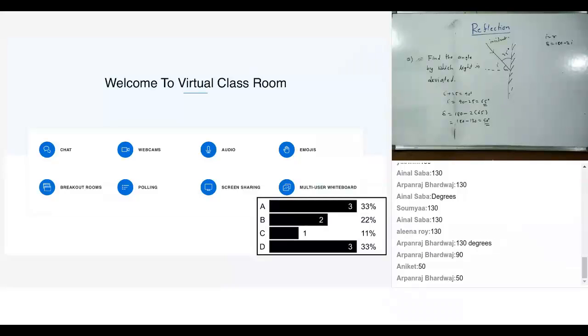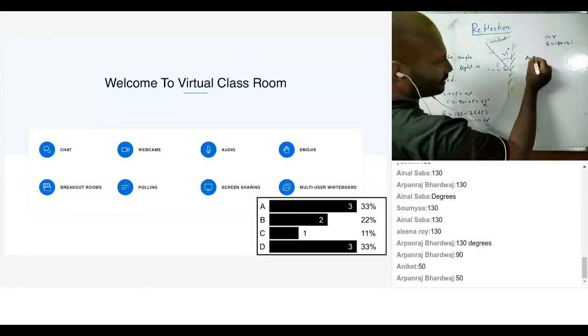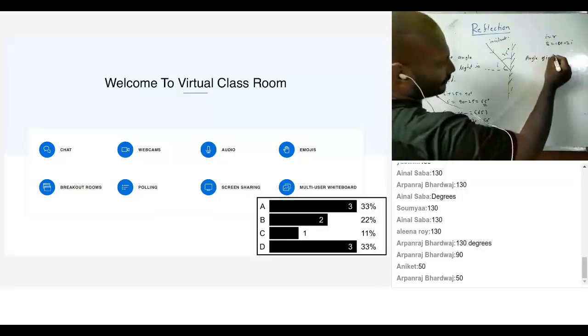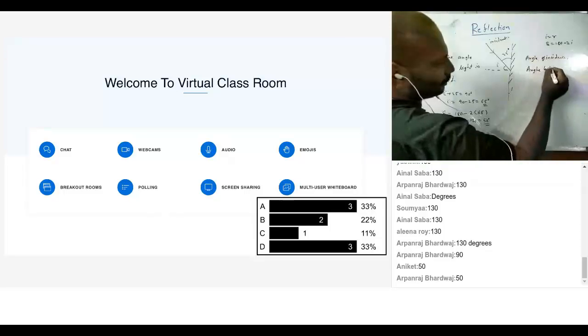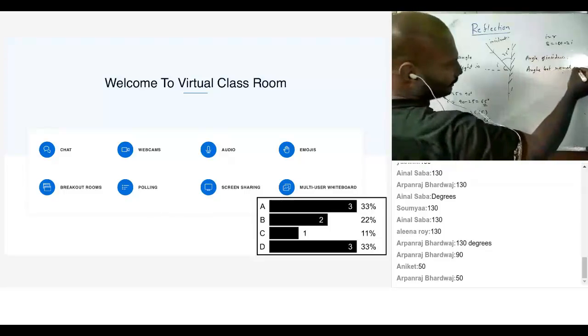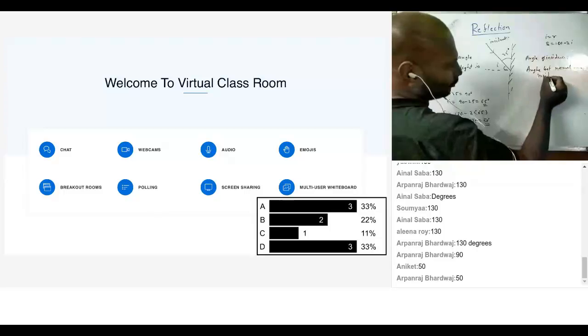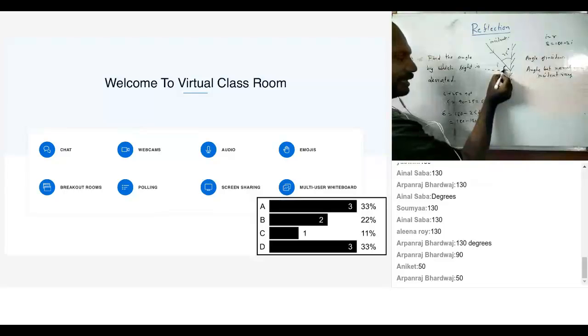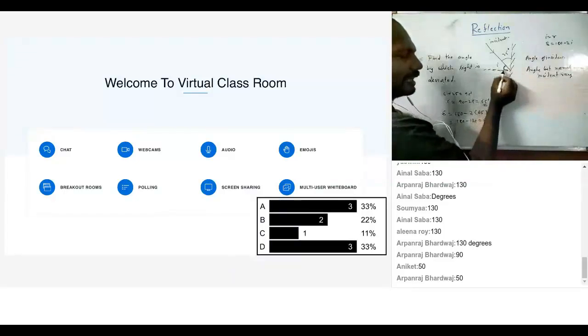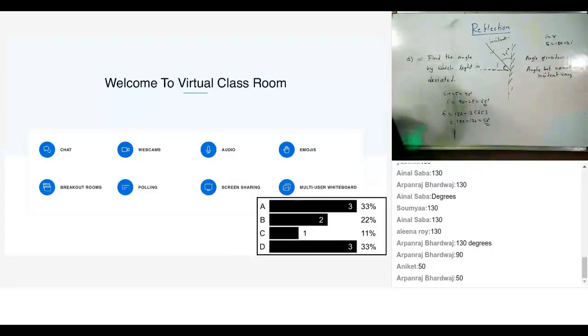Did you understand where you went wrong? 25 degrees is not the angle of incidence, because you people have taken it as 25. What is the angle of incidence? Angle of incidence is the angle between the normal and the incident ray. So this is the angle of incidence. This is the normal. Normal means it is 90 degrees to the surface. Is this clear to all of you?